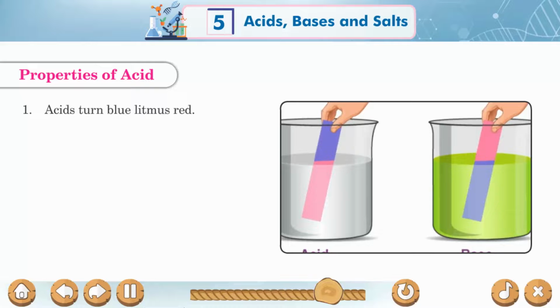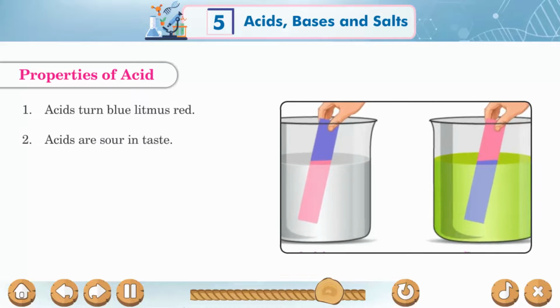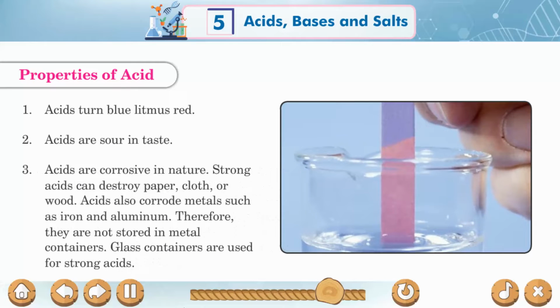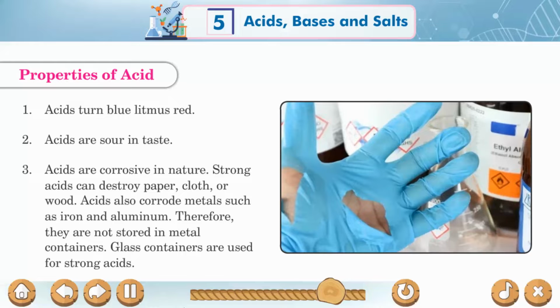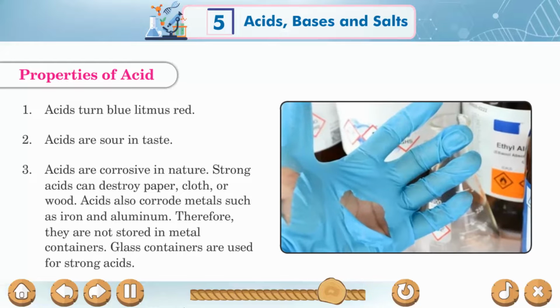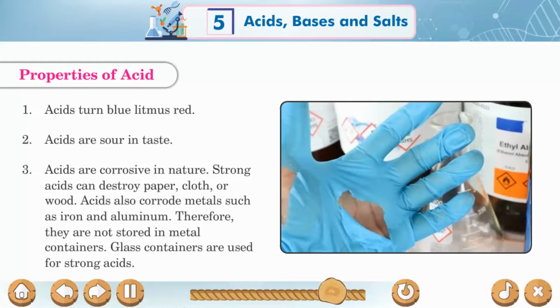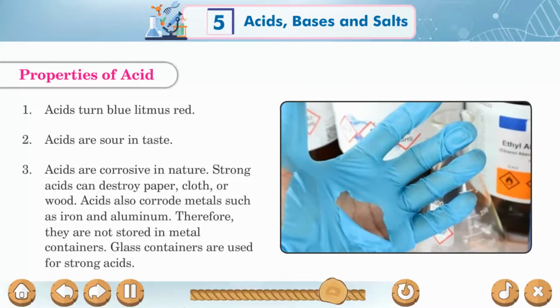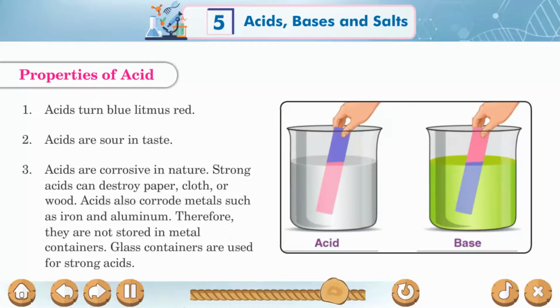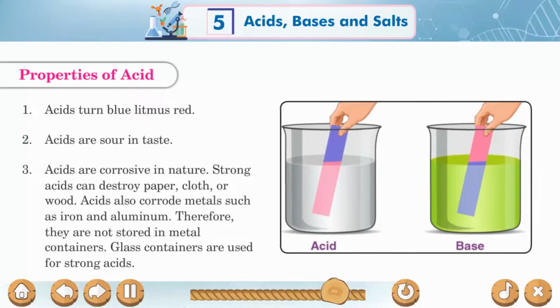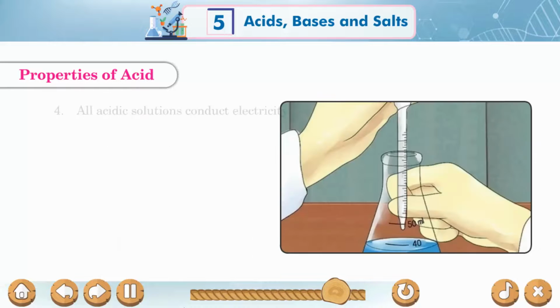Properties of acid. 1. Acid turns blue litmus red. 2. Acids are sour in taste. 3. Acids are corrosive in nature. Strong acids can destroy paper, cloth or wood. Acids also corrode metals such as iron and aluminium. Therefore, they are not stored in metal containers. Glass containers are used for strong acids.